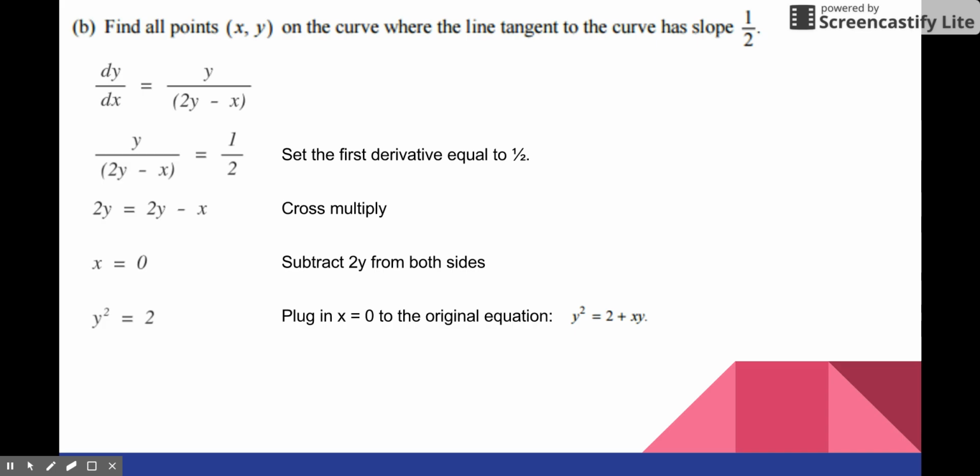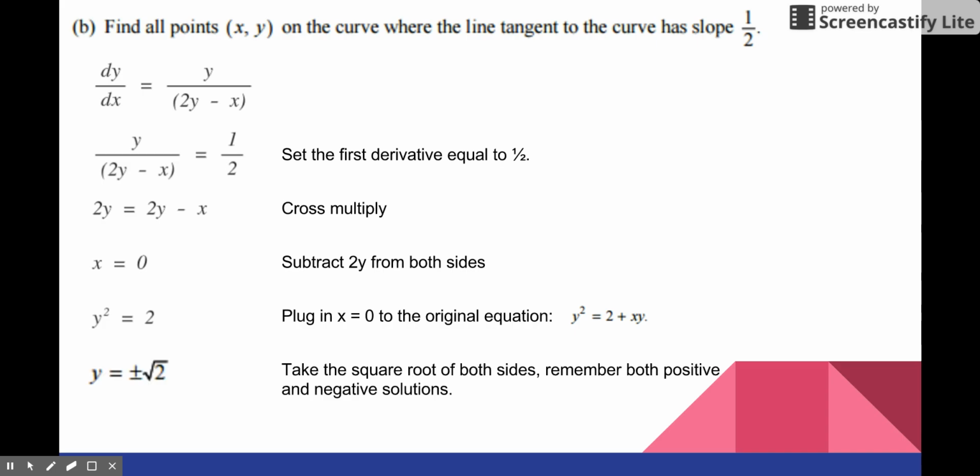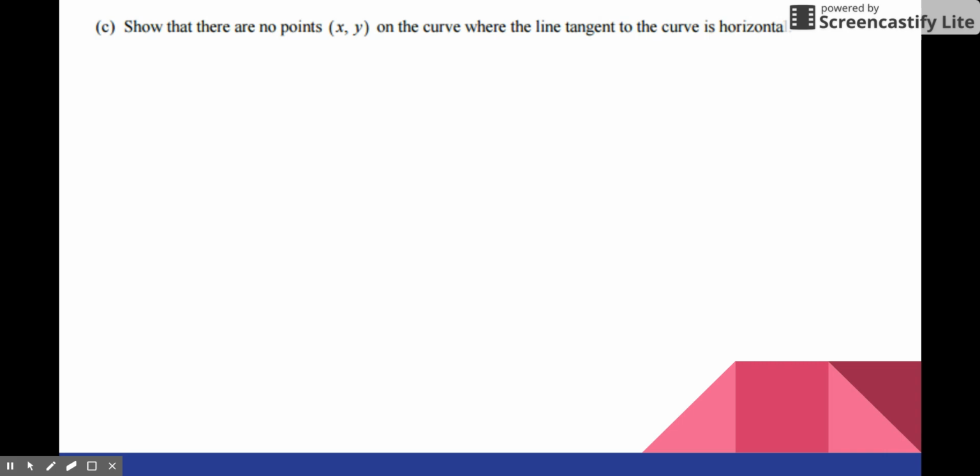And now we know that when x is equal to 0, we can just plug x back into the original equation and get y squared is equal to 2, as the x times y factor goes to 0. So y is equal to positive or negative square root of 2. Don't forget that there are two solutions, and those are your 2 points, because x was equal to 0. So (0, radical 2) and (0, negative radical 2).